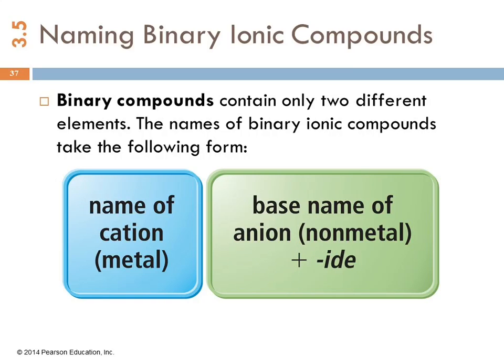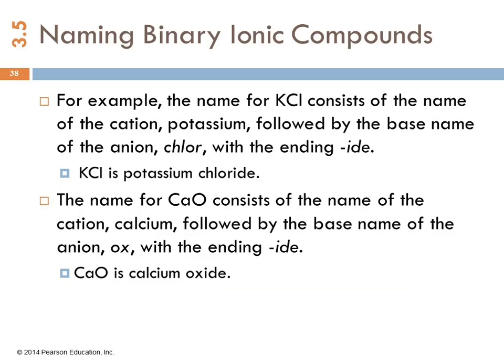It'll be an element with its name ending changed to "ide." So for something like KCl, we got potassium. Potassium is in group 1, doesn't need a Roman numeral. And then we name the anion chlorine. She changes her name to chloride, and we get potassium chloride. Here we got calcium and oxygen. Calcium is in group 2A, doesn't need a Roman numeral.